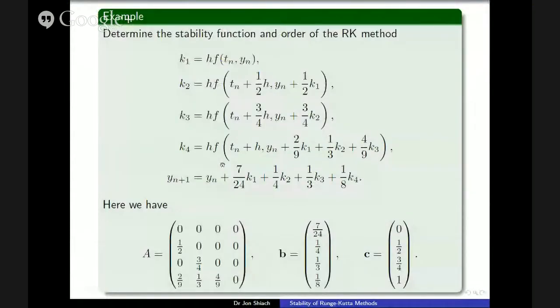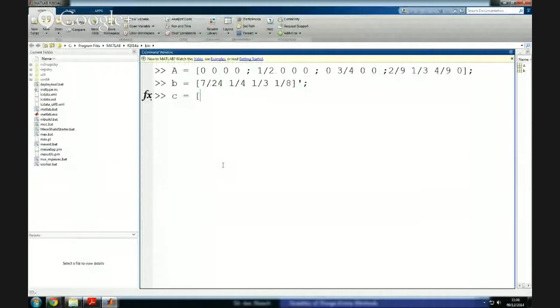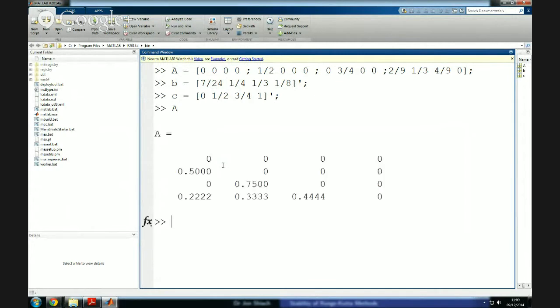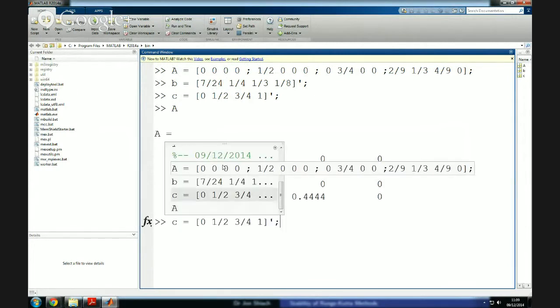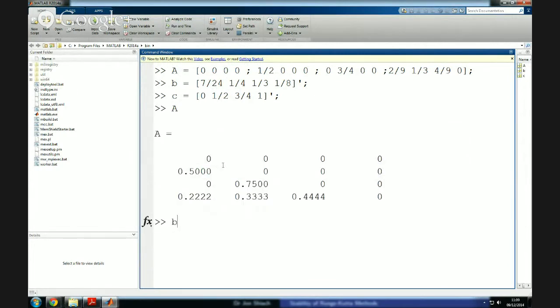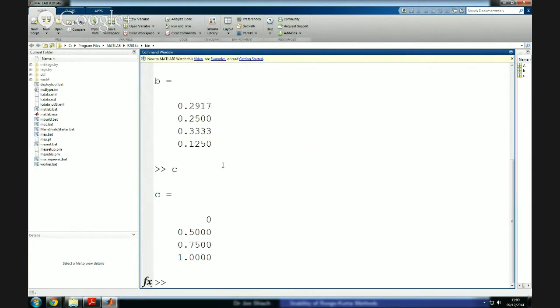And C is 0, 1/2, 3/4, and 1. Again, that's a column vector. I'm just going to check I've entered in A, B, and C. So B and C. Okay.